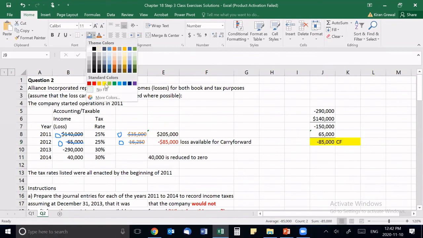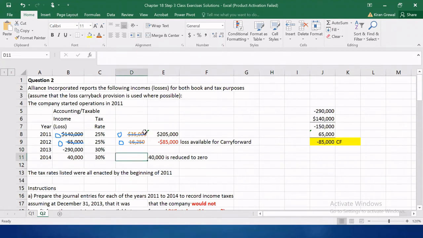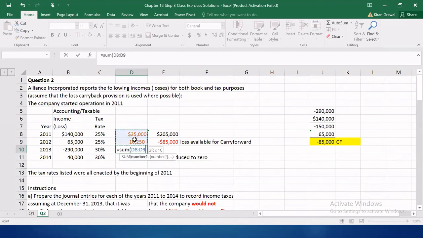All right, let's do the carry back entry. So instead of paying $35,000 and instead of paying $16,250, we're no longer paying that. So we're going to get a refund for those two amounts. Let's see what the refund is going to be. If we sum these two amounts, we get $51,250. So we're going to get a refund of $51,250.